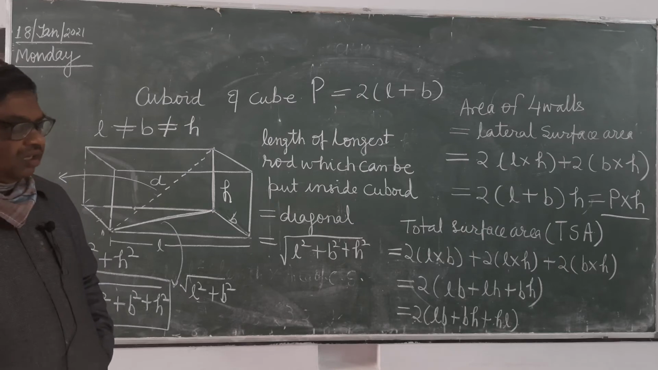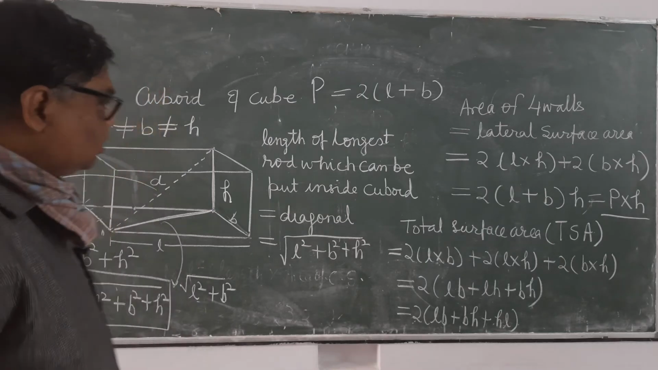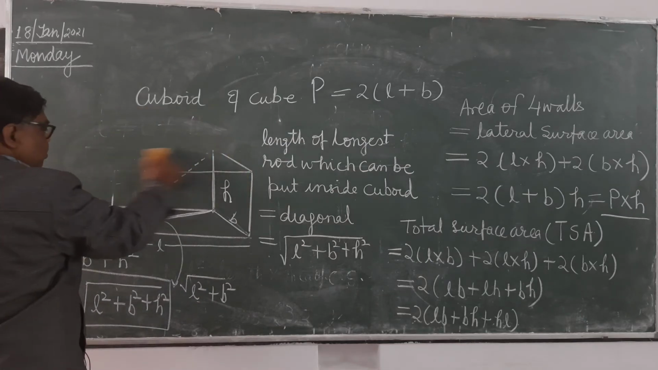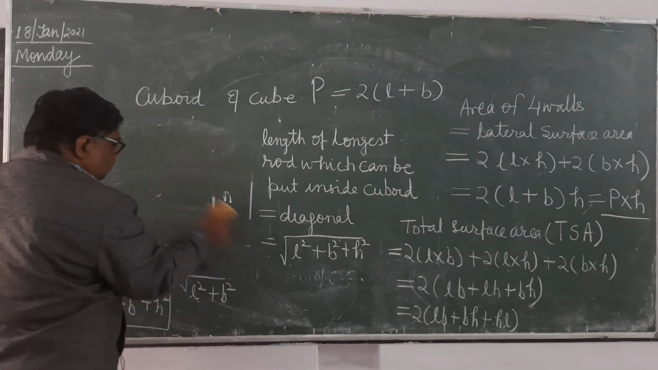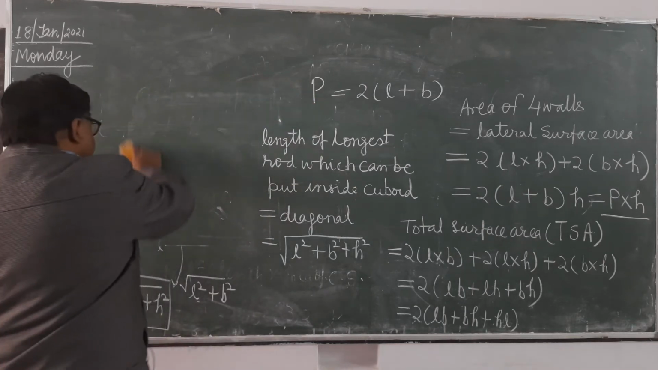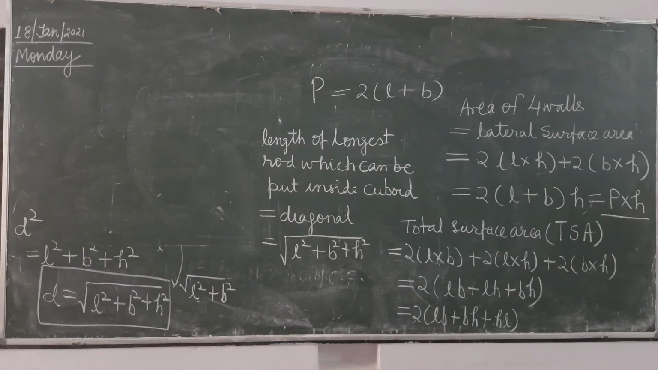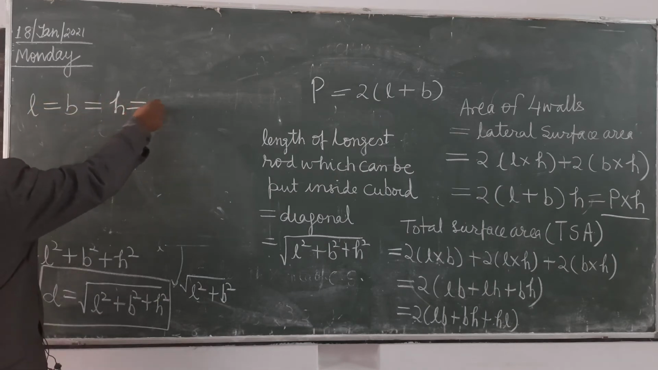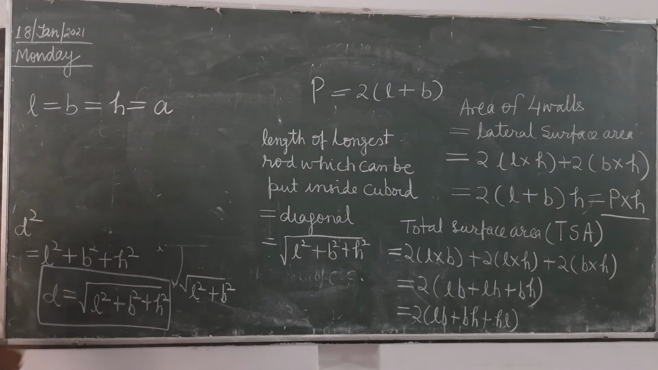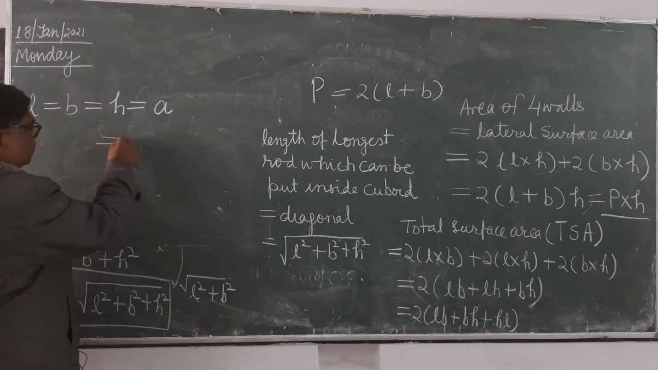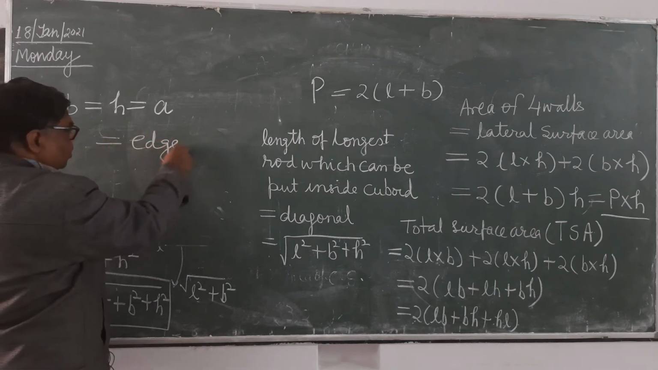It's clear? Now after this we will see all these things in cube. How will you find these things in cube? In the cube, length, breadth and height, all the three are equal. In a cube, L equals B equals H equals E. And each side is known as edge. Edge of cube.